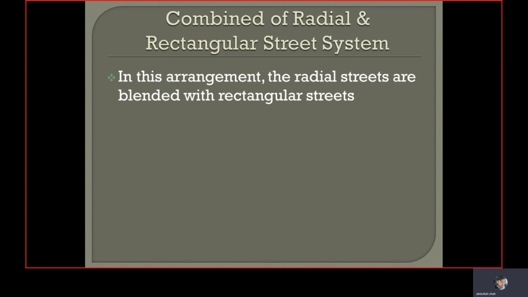Combination of radial and rectangular street system. This type of network is a combination of radial and rectangular patterns. The radial streets are mixed with rectangular streets. It is favorable in towns having rivers, lakes, or hilly areas.